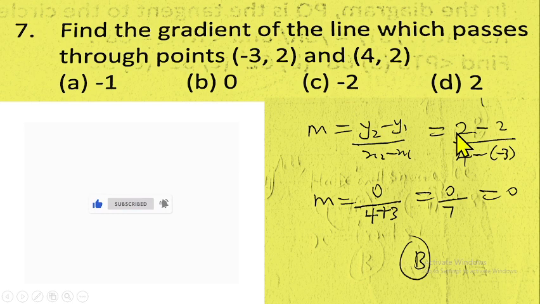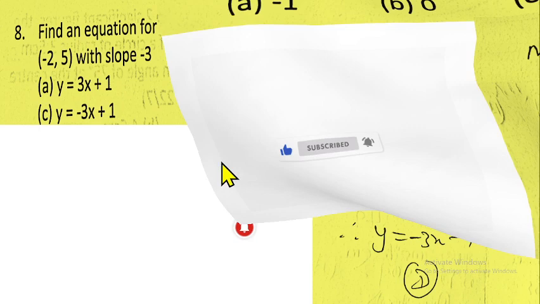So what is 2 minus 2? That's 0. Then that gives us 4 plus 3. So 0 over 7, that gives us 0. So that means the gradient is 0. So option B is the correct option for question number 7.